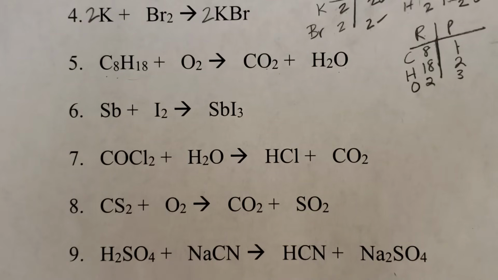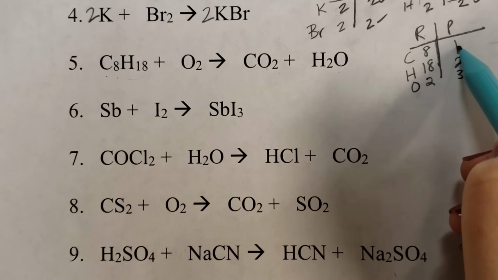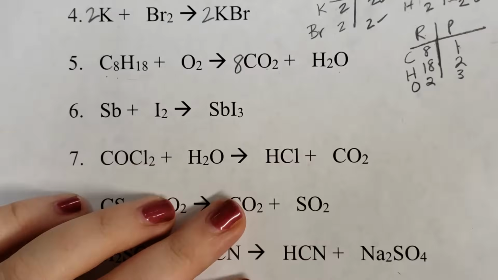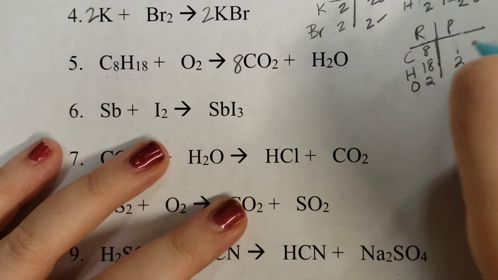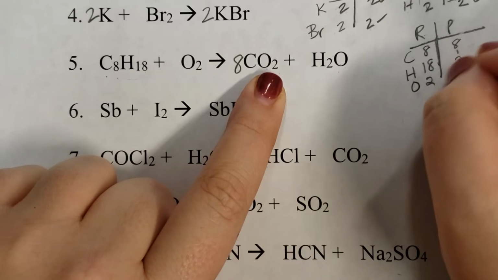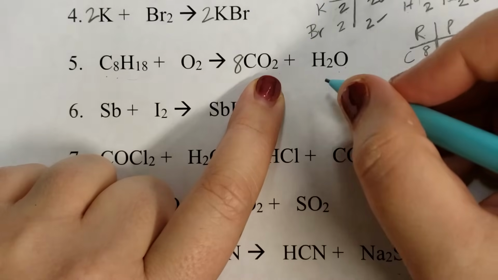Let's see. Let's start with carbon, shall we? We have 8 on this side. We need 8 over on this side. So the easiest thing to do would be to multiply this times 8, which would make this 8. But it would also change our oxygens to, what's 8 times 2? 16 plus 1?